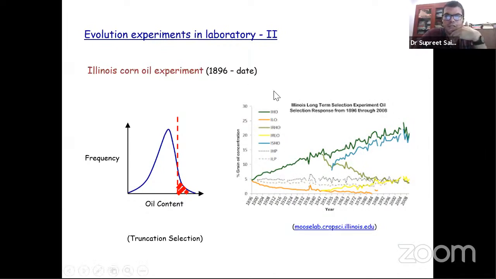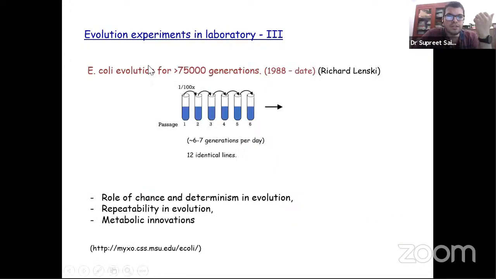So in this corn experiment, we have only processed 125 generations, whereas in this evolutionary experiment with E. coli, which has been going on since 1988 February, we've processed more than 75,000 generations. And hence the wealth of data that has been generated through this experiment is just humongous.